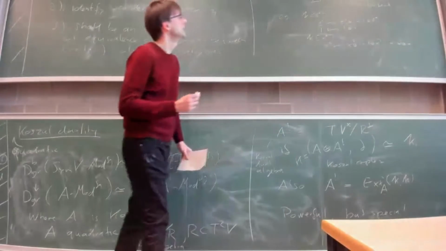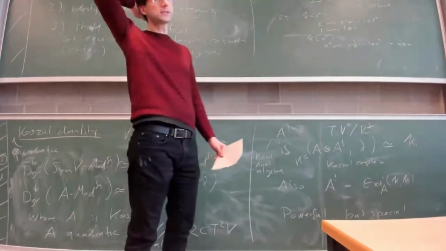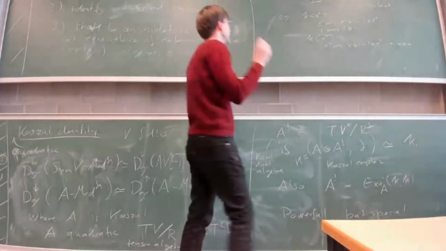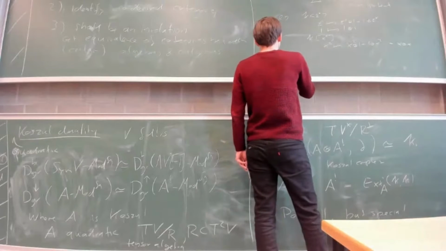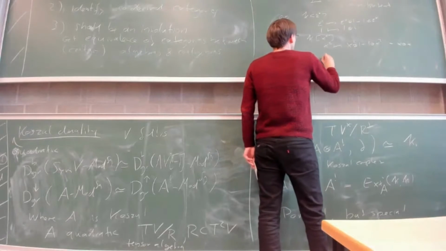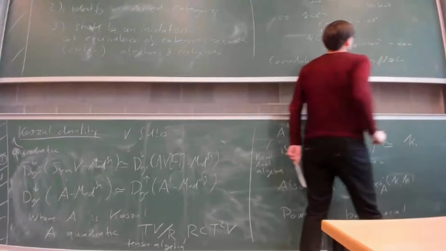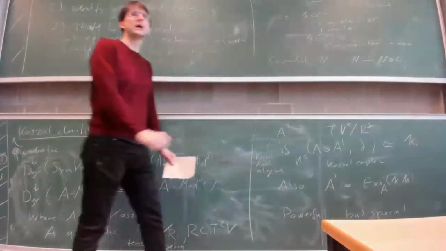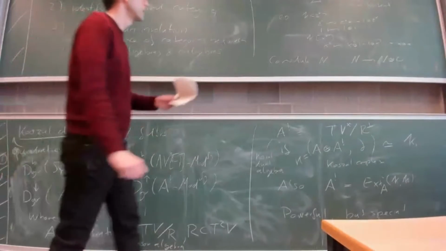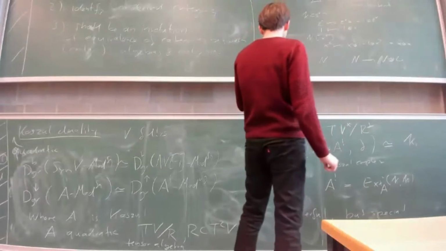For any conilpotent coalgebra, I can talk about comodules, which is just the dual of a module. So a comodule M just has a map from M to M tensor C, dual to the map from A tensor M to M for a module. And I can talk about the category of all comodules.